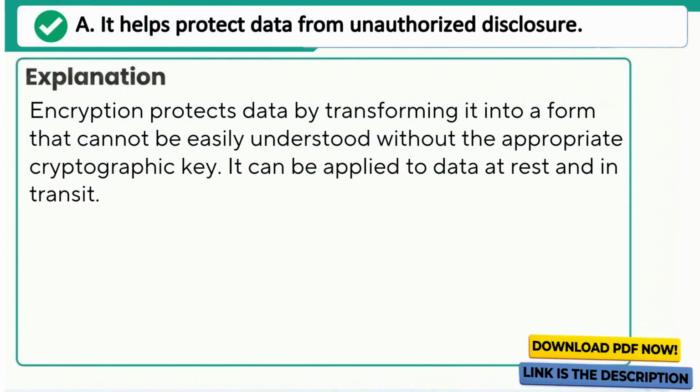Correct answer, A. It helps protect data from unauthorized disclosure. Explanation. Encryption protects data by transforming it into a form that cannot be easily understood without the appropriate cryptographic key. It can be applied to data at rest and in transit.